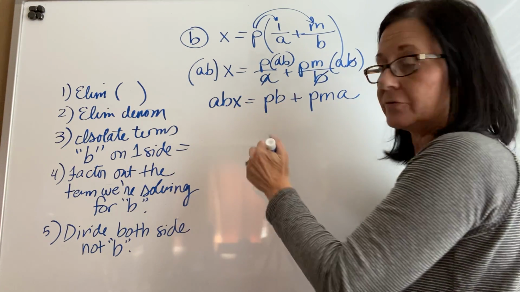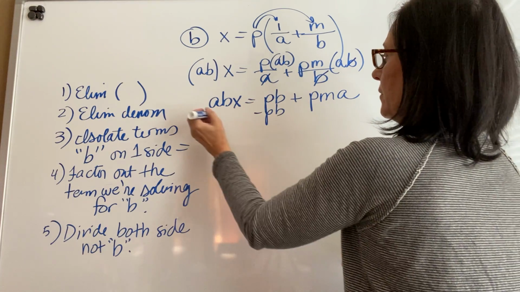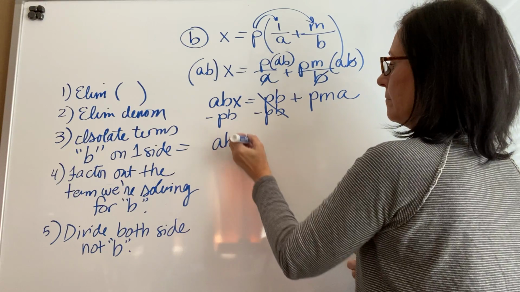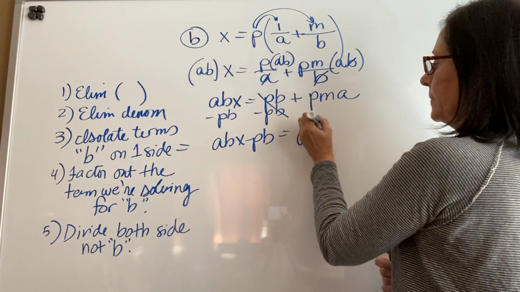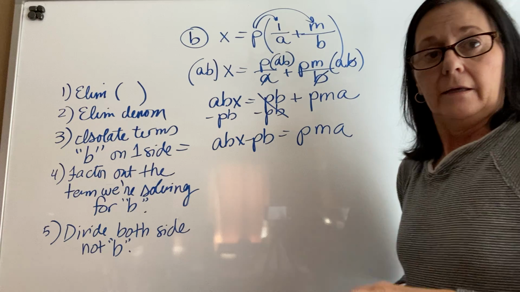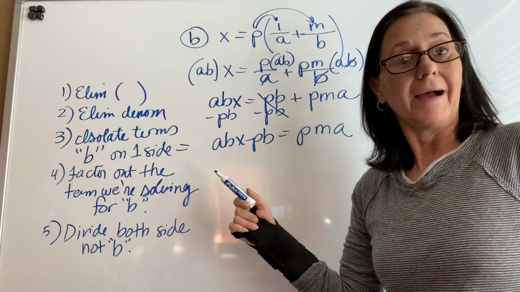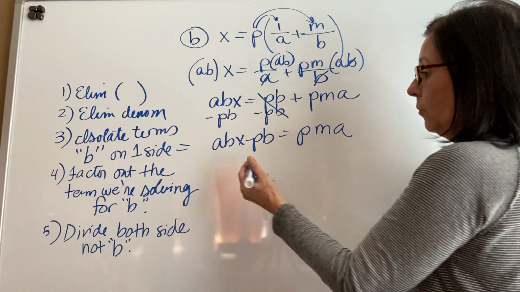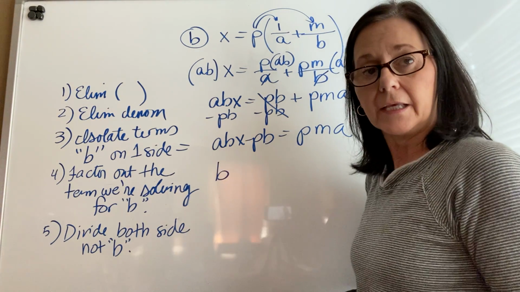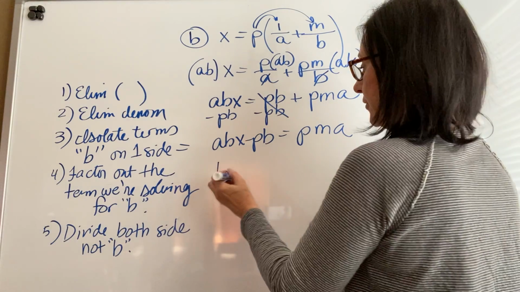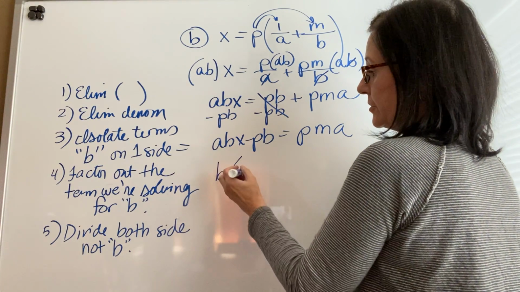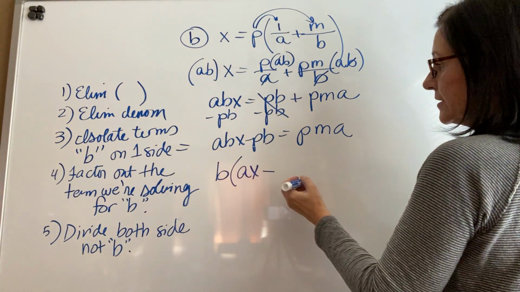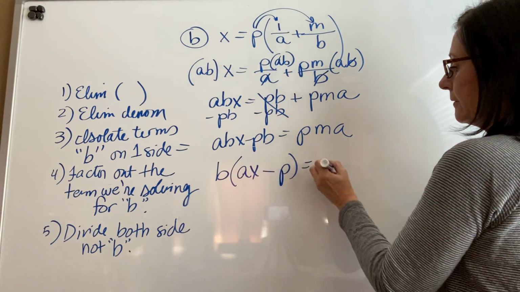It's added. I do the inverse operation, so I move it through subtraction. I'm left with ABX minus PB equals PMA. Now, my terms with a b in it are isolated. I'm going to factor the b out of each term. When you factor out, it's as though we're dividing each term by that value. So when I divide that first term by b, I'm left with ax. When I divide that term by b, I'm left with p equals pma.